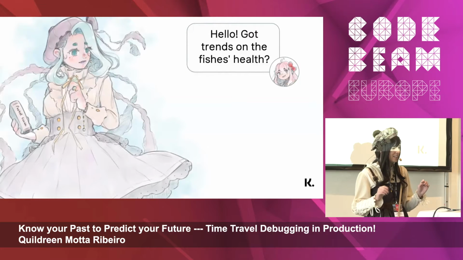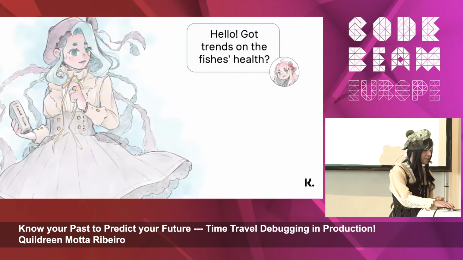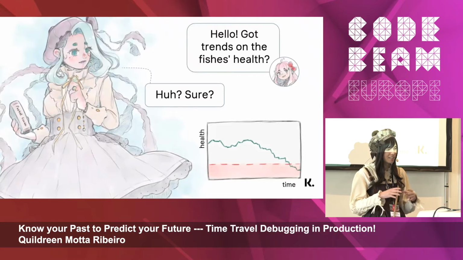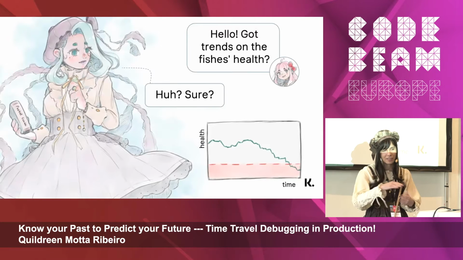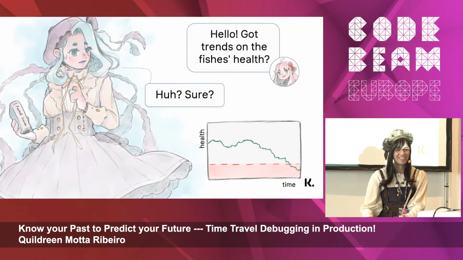She's kind of big. And you're like, "Have you got any trends on the fish's health?" And she's like, "Yeah, sure." She shows you this graph, which shows that the health of the fish population has been in steady decline over the past years. Not good. So you find something that looks bad.